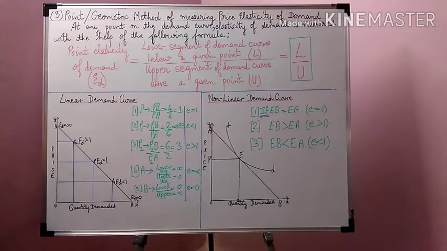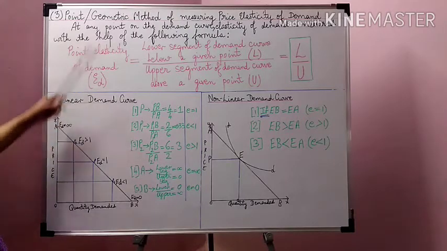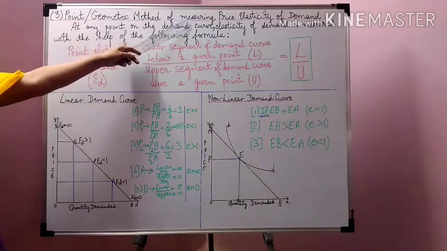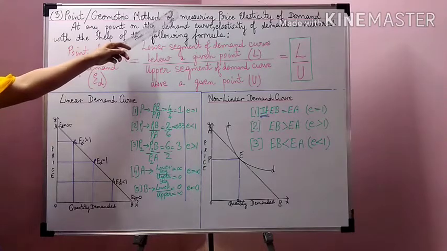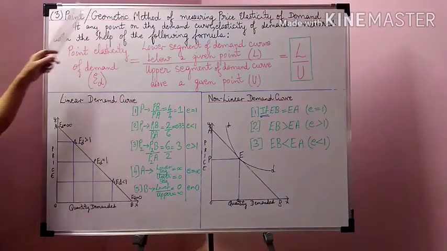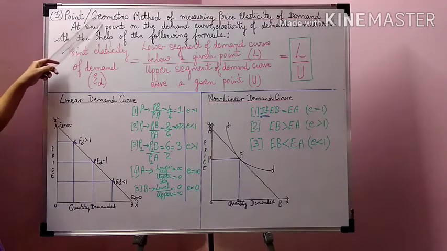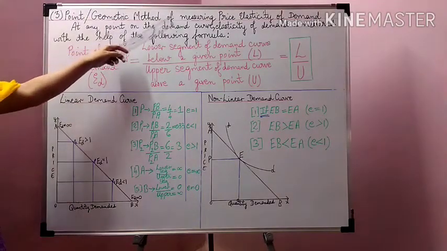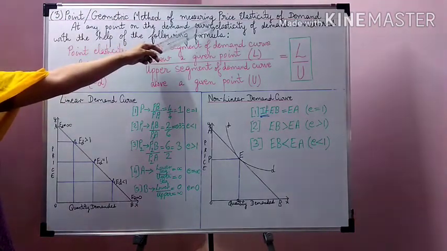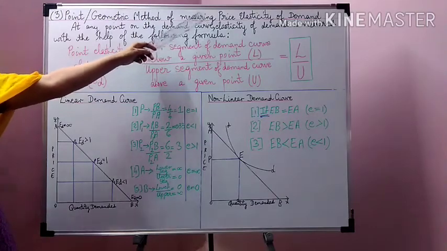In the last session, we have studied two important methods of measuring elasticity of demand. Let us proceed to the third method, which is known as point or geometric method of measuring price elasticity of demand.